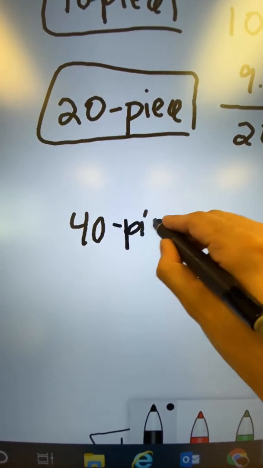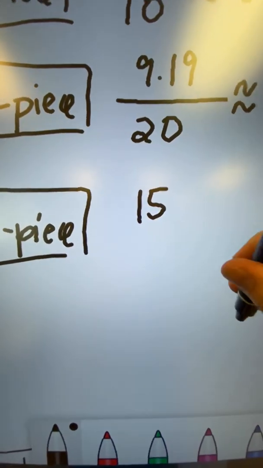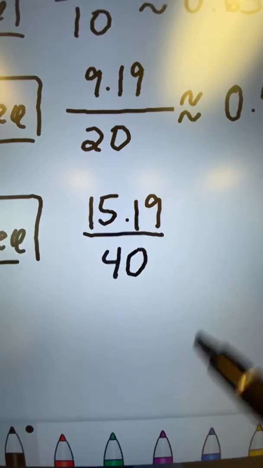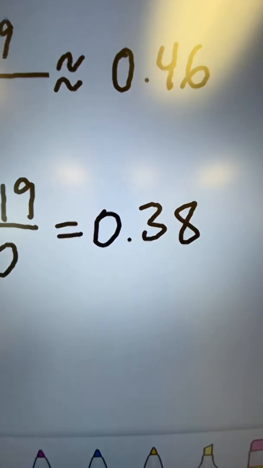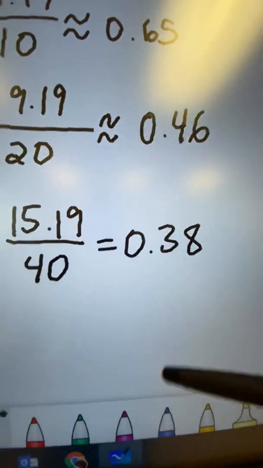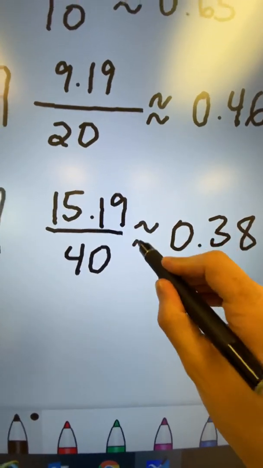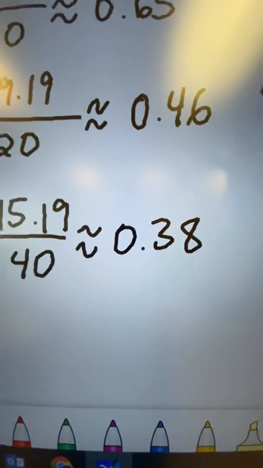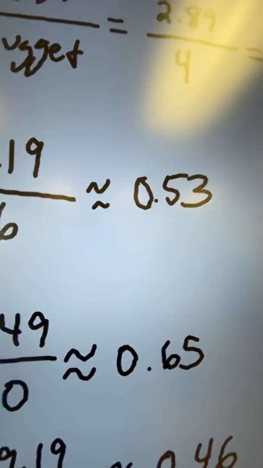So the 40-piece nugget was $15.19, and that was for 40 pieces. And when I divided this one out, it came out to be 38 cents. One thing I want to point out: I did these calculations earlier, and I went back to double check, and I actually did round every single one of these. So these should all be wavy equal signs, meaning approximately, meaning I rounded the numbers to get this answer. That means the very first one should also have been an approximation because I rounded that as well.